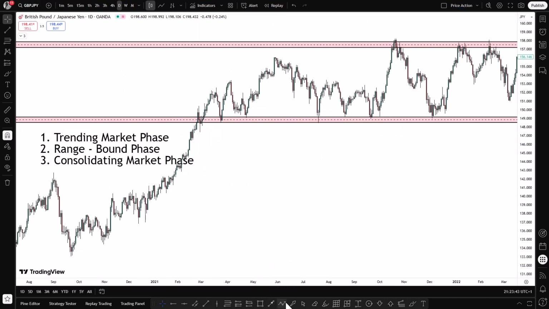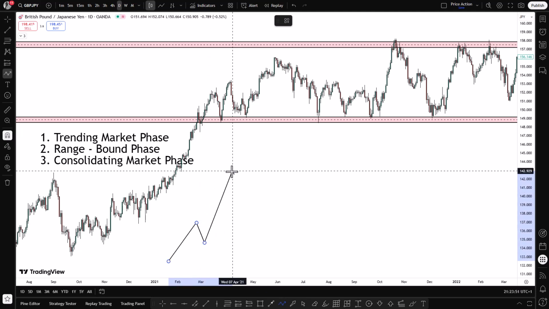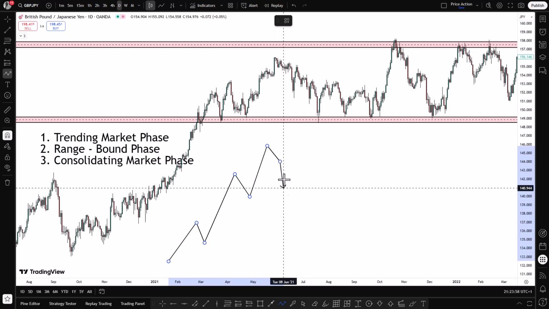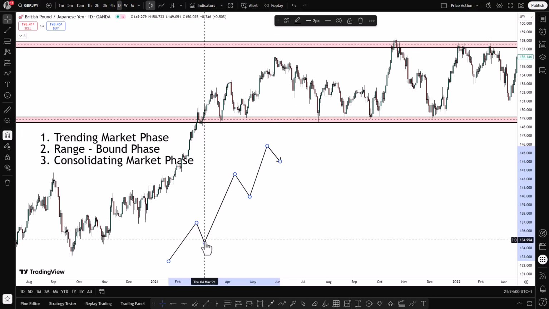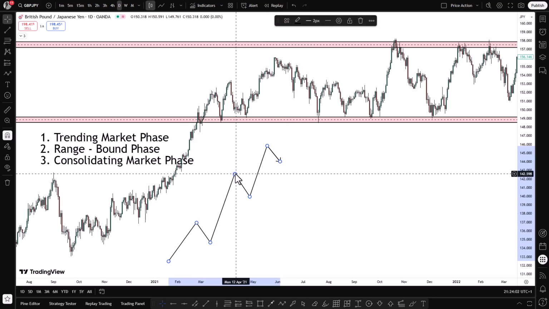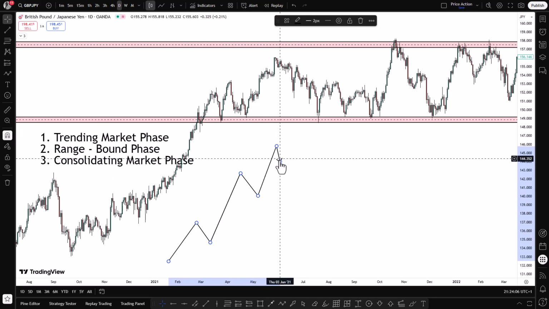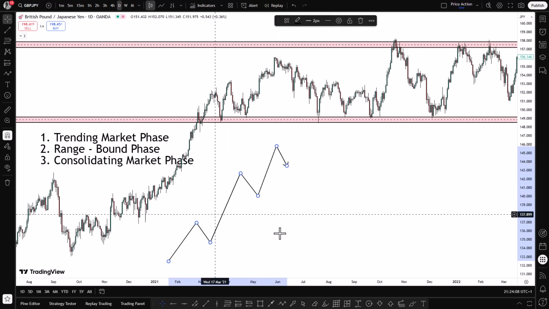When we talk about trending market phases, it's broken down into two. The first is an uptrending market phase. And the way you identify an uptrending market phase is when the market is forming higher highs and higher lows. This is the characteristic nature of an uptrending market phase. Price is going to consistently form higher highs and higher lows.